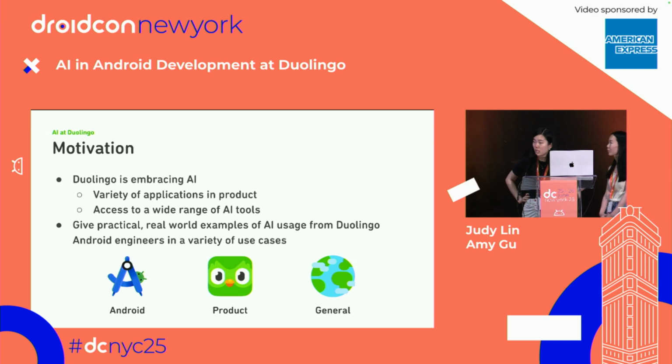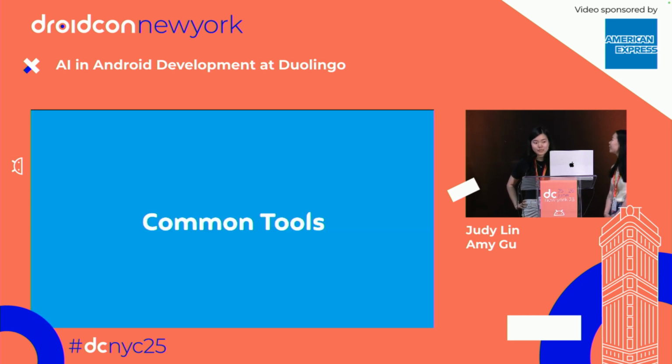Because Duolingo is embracing AI, we have access to a variety of AI tools in addition to the applications in the product we just talked about. In our talk today, we're going to draw from our own experience in order to give practical, real world examples of how we use AI in many use cases, from Android to product to general. All right. First, we'll introduce some common tools at Duolingo.